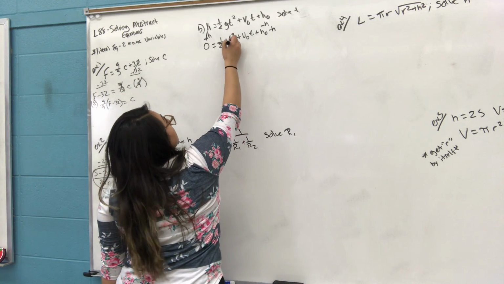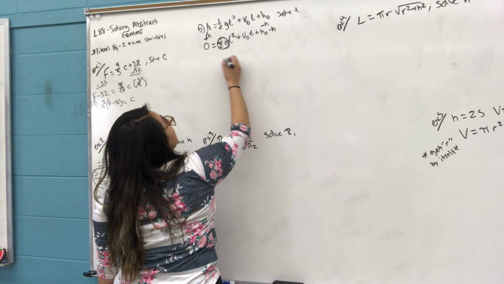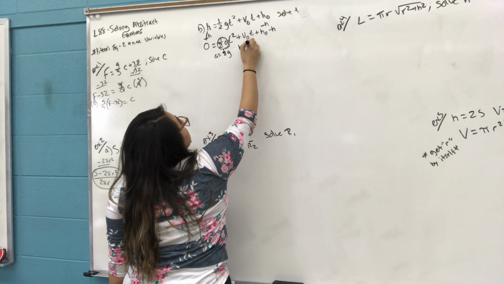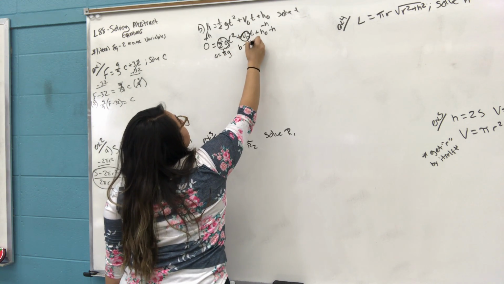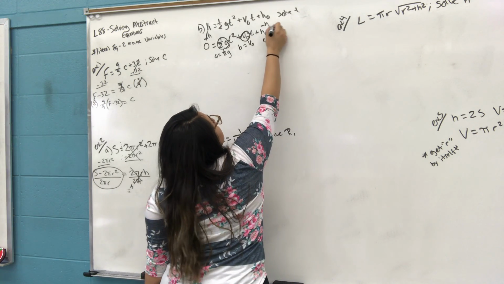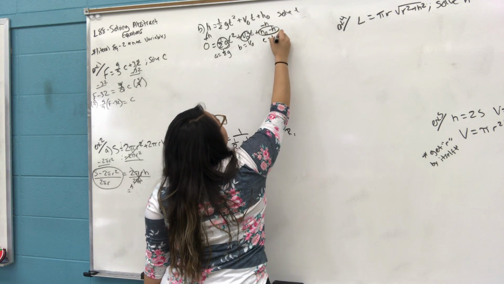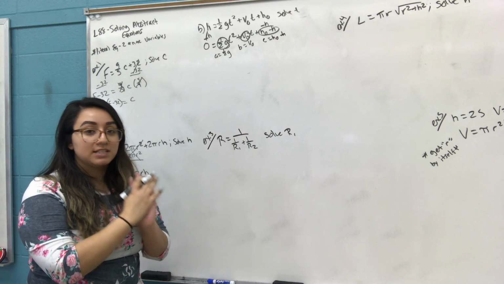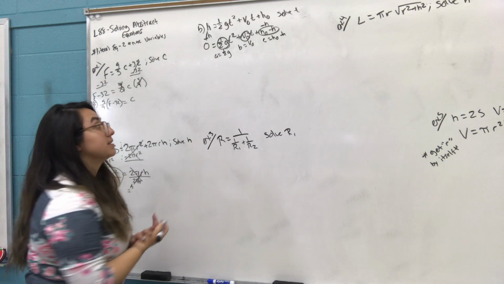A is the number in front of t squared. It's 1/2 g. So a is equal to 1/2 g. B is equal to the number in front of t, which is v sub o. So it's like a small o. And then c, my constant, is actually this whole expression here, h sub o minus h. It looks very complicated, but just take it one step at a time, just like you would for numbers.